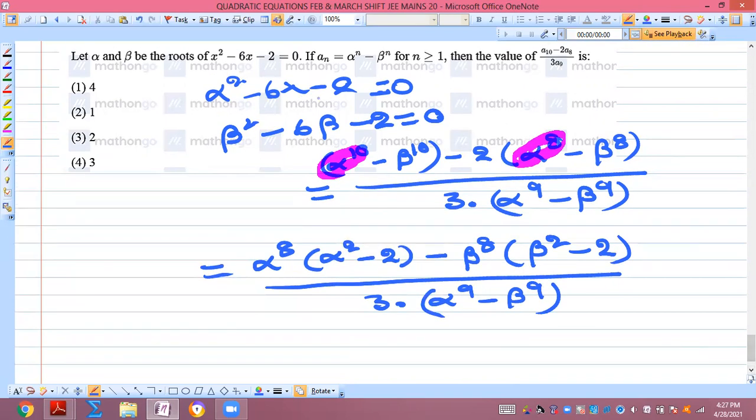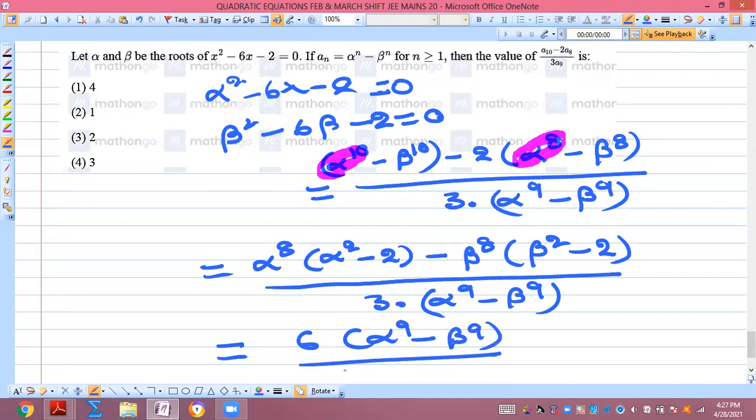So alpha square minus 2 is 6 alpha, beta square minus 2 is 6 beta. So if I take 6 common, there is nothing but alpha power 9 minus beta power 9 by 3 into alpha power 9 minus beta power 9. So the answer will be 2. Just we use the basic concepts of polynomials from 9th class where we have started learning.